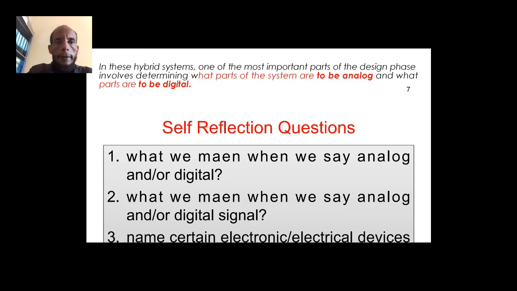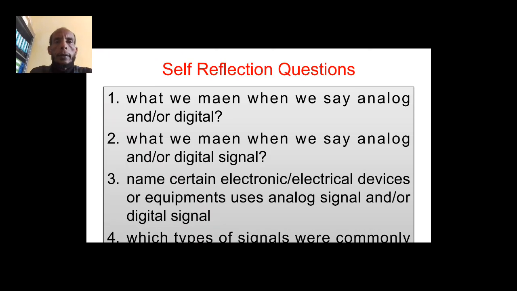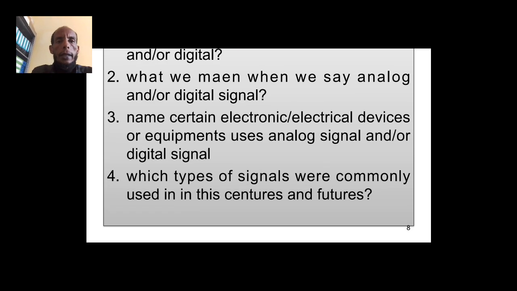Good trainees, here are some self-reflective questions. You have to ask yourself and give certain responses regarding this. What do we mean when we say analog and digital signals? Name certain electronic or electrical devices or units that use analog signals or digital signals. Which types of signals were commonly used in these centuries, and what are their features?